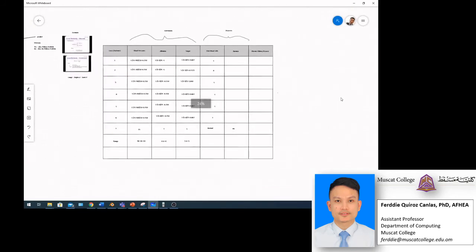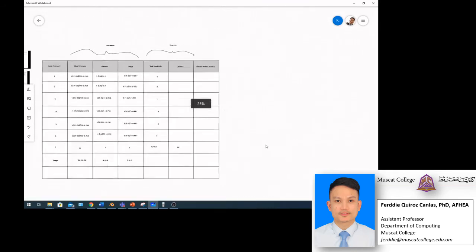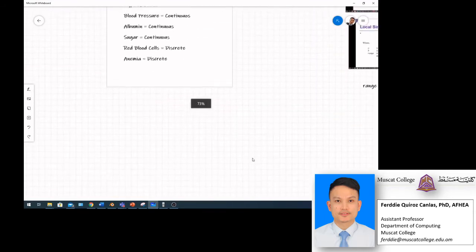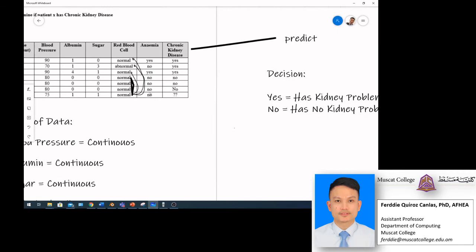Now let's go with anemia. Anemia says the new patient has no anemia. Let's see the similarity with the other cases here. The new patient has no anemia, so we have 0 1 0 1 1 1, right?